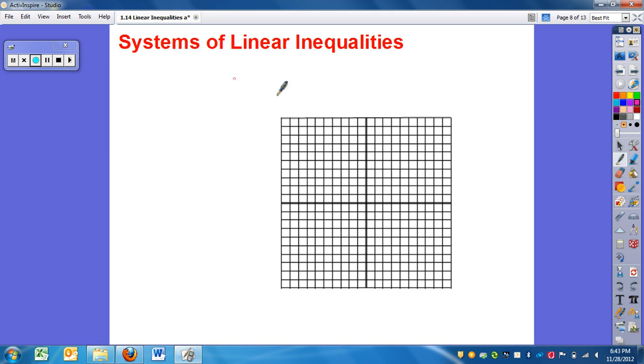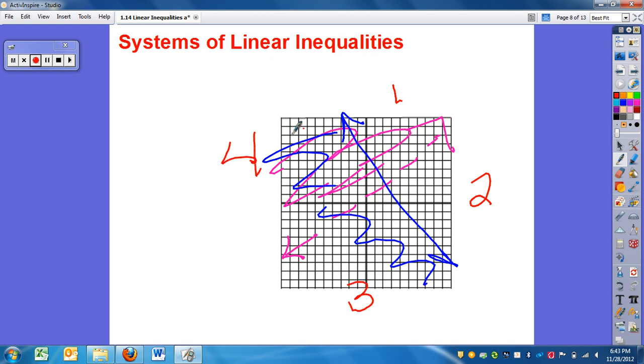Alright, systems of linear inequalities. This is putting two inequalities together. So you're going to have one, like so, and it's going to be shaded. And then you're going to have a second one that's also going to be shaded. And where the two shaded areas overlap, which is this section here, notice we kind of have 4 sections, 1, 2, 3, 4. That is going to be your solution.